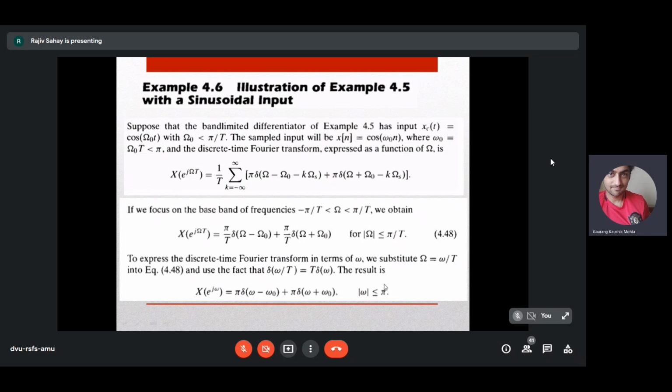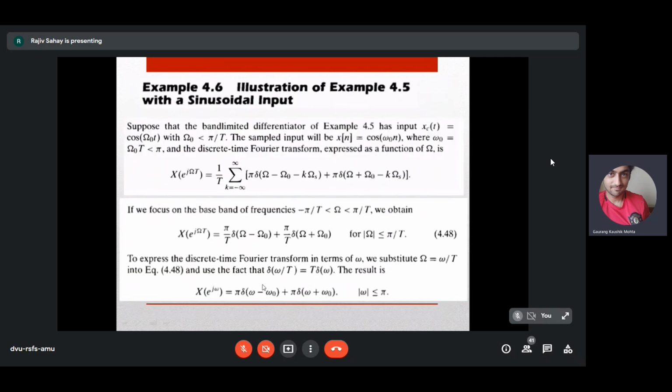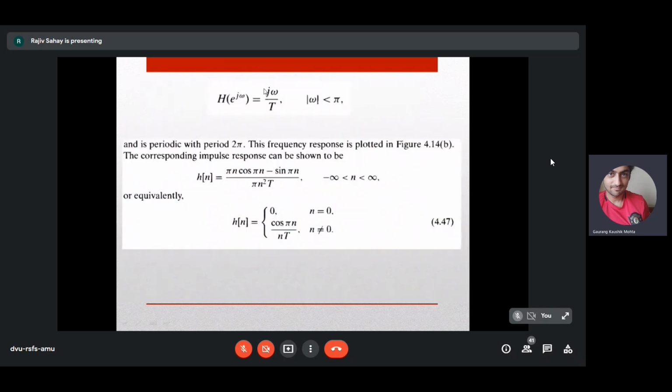So this is fed as input, and the output will be Y(e^{jω}) equal to H(e^{jω}) into X(e^{jω}), because the differentiator is a linear system. So the differentiator is an LTI system, and you can write it out like this. So H(e^{jω}) can be written like this from the previous expression. H(e^{jω}) is equal to jω, isn't it? Or jω by T. This is the expression.